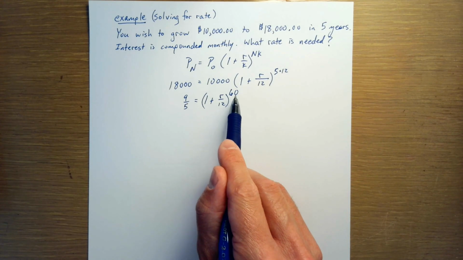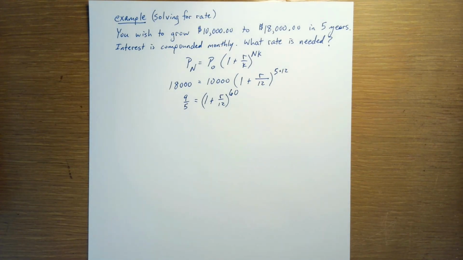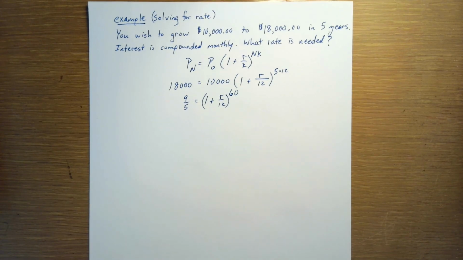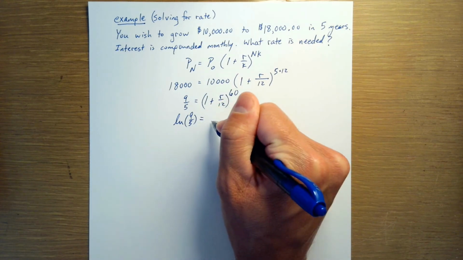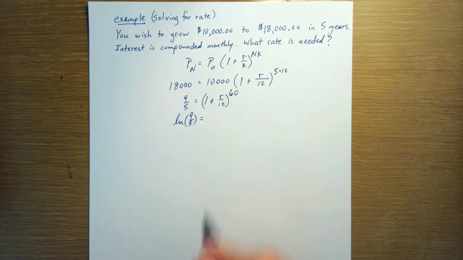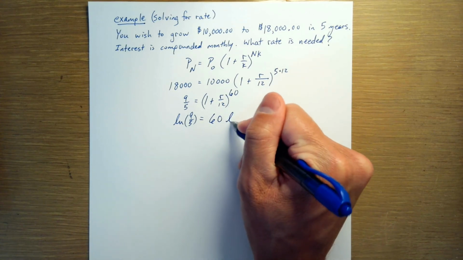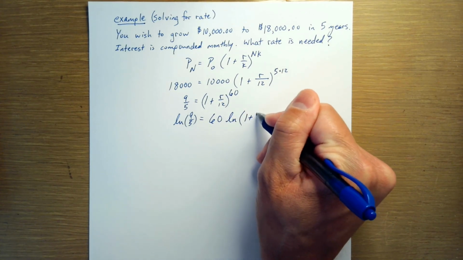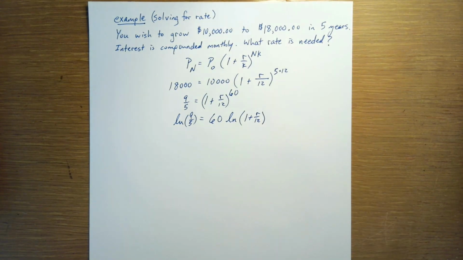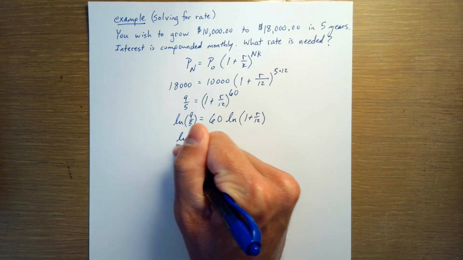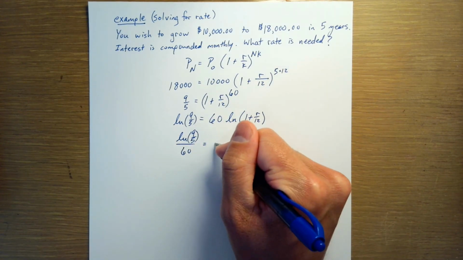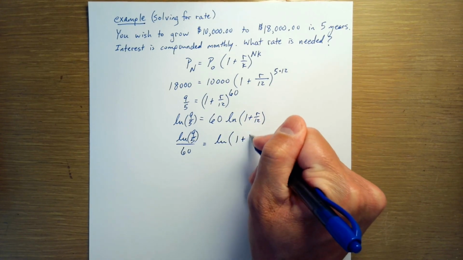And I kind of want to get rid of this 60 because that's causing problems. That's not allowing us to solve for R right now. So what I'll do is take natural log of both sides again. So natural log of 9/5 equals, remember if we take natural log of the right hand side, the 60 factors out. So that's natural log of 1 plus R over 12. And I'll get rid of this 60. So we have natural log of 9/5 divided by 60 equals natural log of 1 plus R over 12.